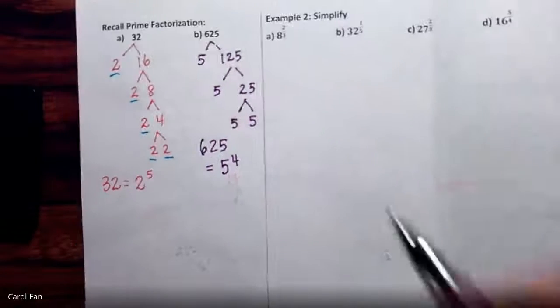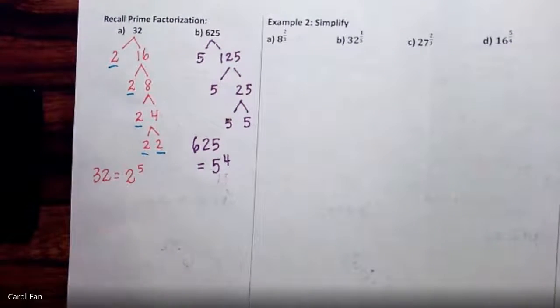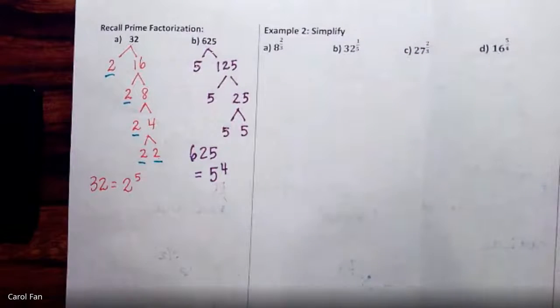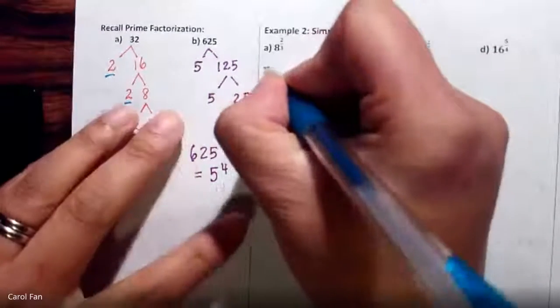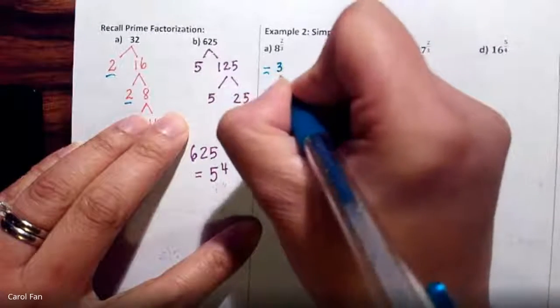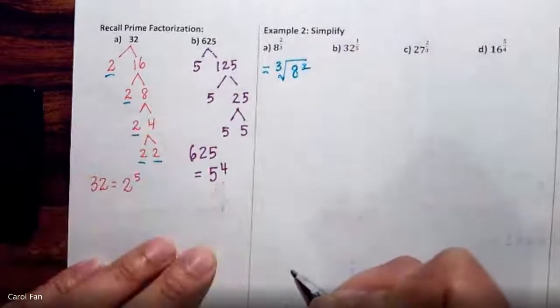Now, how that's going to help us, let's look at our examples. We want to simplify this without using a calculator. I've got my power here, 8 to the power of 2/3. I'm going to first rewrite this as a radical. So I have the cube root of 8 squared.